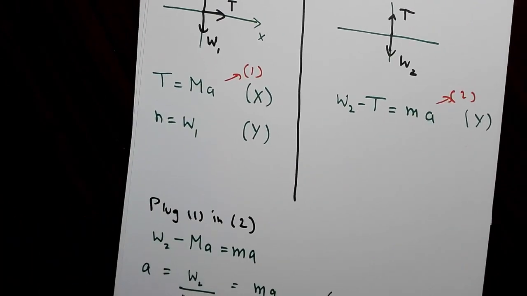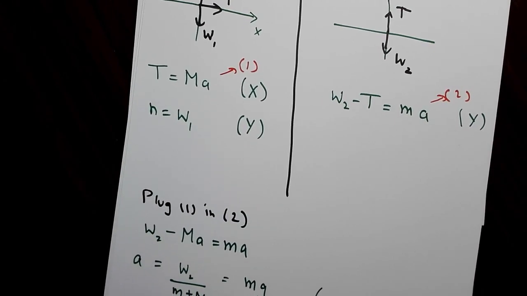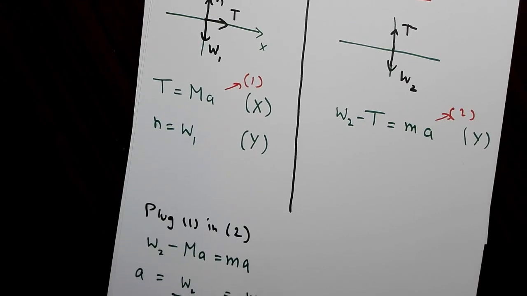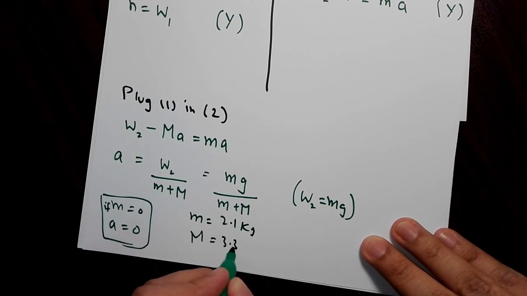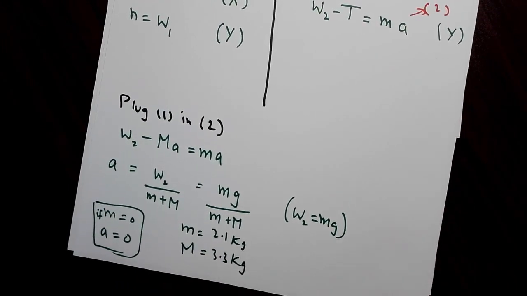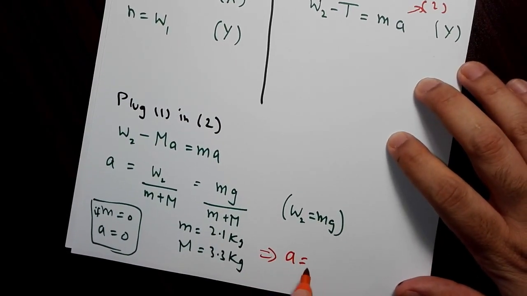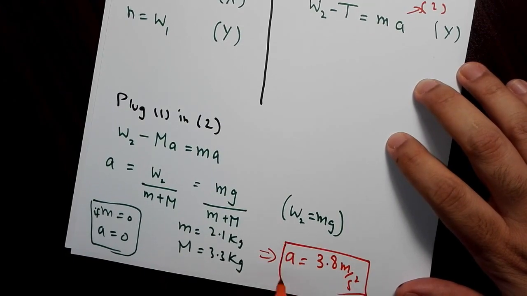We can now plug in the numbers. Small m is 2.1 kilograms and capital M is 3.3 kilograms, and g is of course 9.8 meters per second squared. We get A equals 3.8 meters per second squared. So that's your answer for the acceleration.